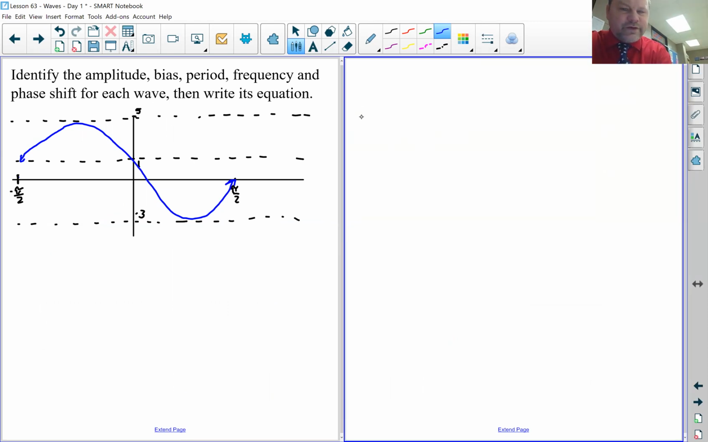So we want to find the amplitude, bias, period, frequency, and phase shift.